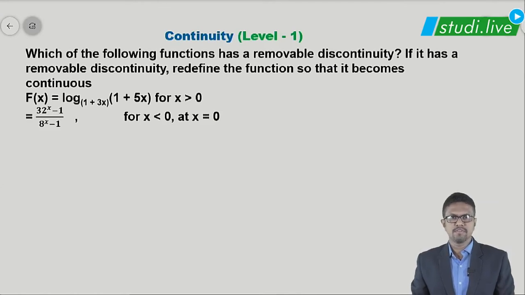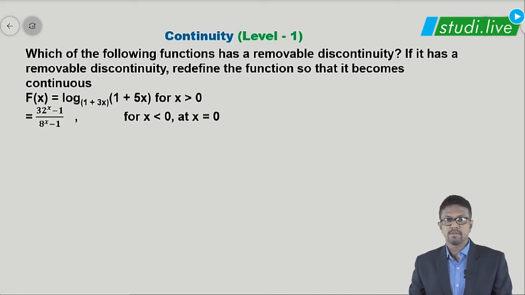So the question says, which of the following functions has a removable discontinuity? If it has a removable discontinuity, then redefine the function so that it becomes continuous. So the function is defined as log of 1 plus 5x to the base 1 plus 3x when x is greater than 0. And when it is less than 0, it is 32 raised to x minus 1 upon 8 raised to x minus 1. So now we have to check whether the function is coming out to be continuous or not, or if it is having discontinuity, then is it removable or is it non-removable?